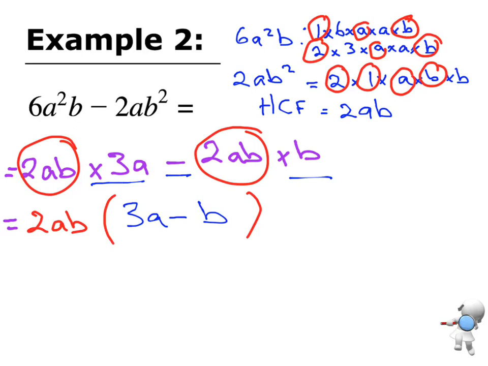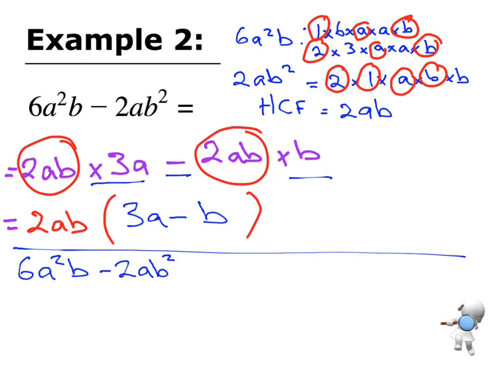Now that method might be not quite your cup of tea. Let me show you a slightly different way of doing it, an alternative way. If I write that as 6a squared b minus 2ab squared, I can just write this out in its full expanded form. So I still want to find the highest common factor of 6 and 2, and so I'm going to write 6 as 2 times 3. Then I'm just going to do it times a times b minus 2 times a times b times b. So I'm just writing it all out in full.